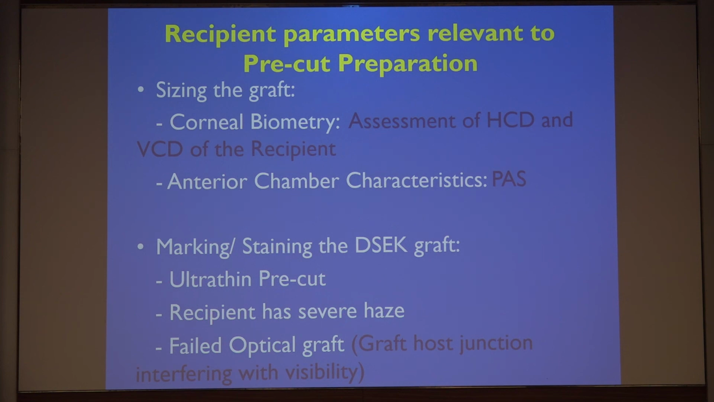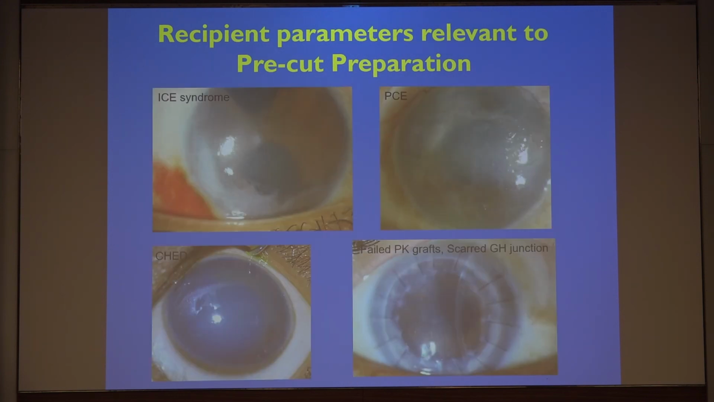Those kinds of things again will require staining of the cornea, and also particularly those cases of optical graft where the graft host junction is opacified. So sometimes you cannot make out the sizing. So one of the methods to identify the lenticule would be to stain the cornea.